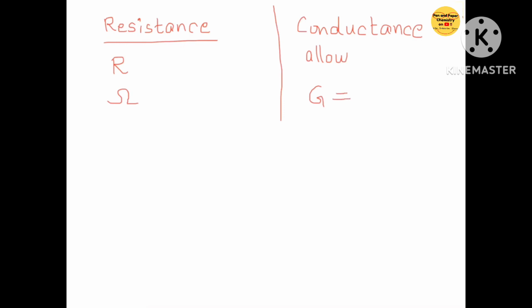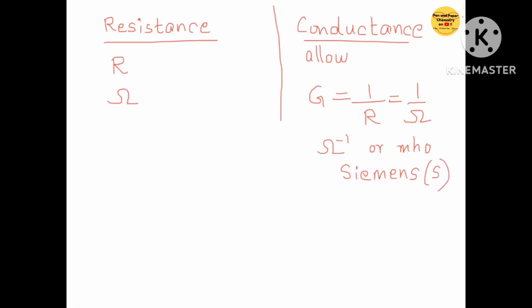The relation between conductance and resistance. Conductance means how good a material is in order to allow the electrons. So it is the reciprocal. We have 1 upon ohm. This is per ohm. It was earlier also called as mho, but now it is represented as Siemens, capital S. This is the accepted unit for conductance now.